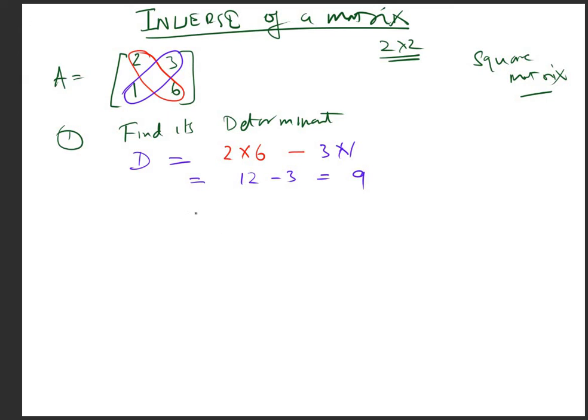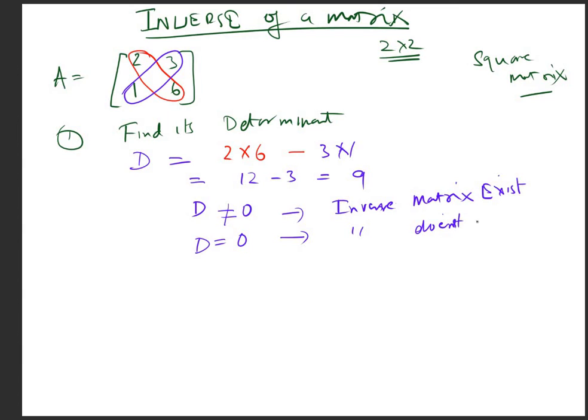Now the rule says that if your determinant is not equal to 0, then the inverse of a matrix exists. And we'll see why. If determinant is equal to 0, inverse does not exist. Easy so far?